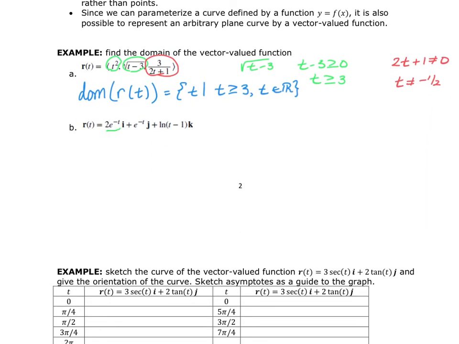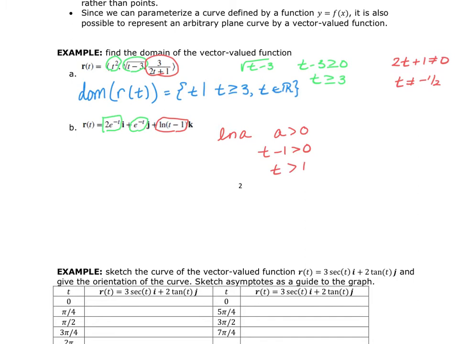I'm going to look at each component. First, this component. There's no restrictions on e raised to the -t, so we're cool there. There's no restrictions on that one. We're cool there. Here's where we have a restriction. We know that the natural log of a is perfectly great and wonderful so long as a is greater than 0. So we know that t minus 1 has to be strictly greater than 0, so t has to be strictly greater than 1.